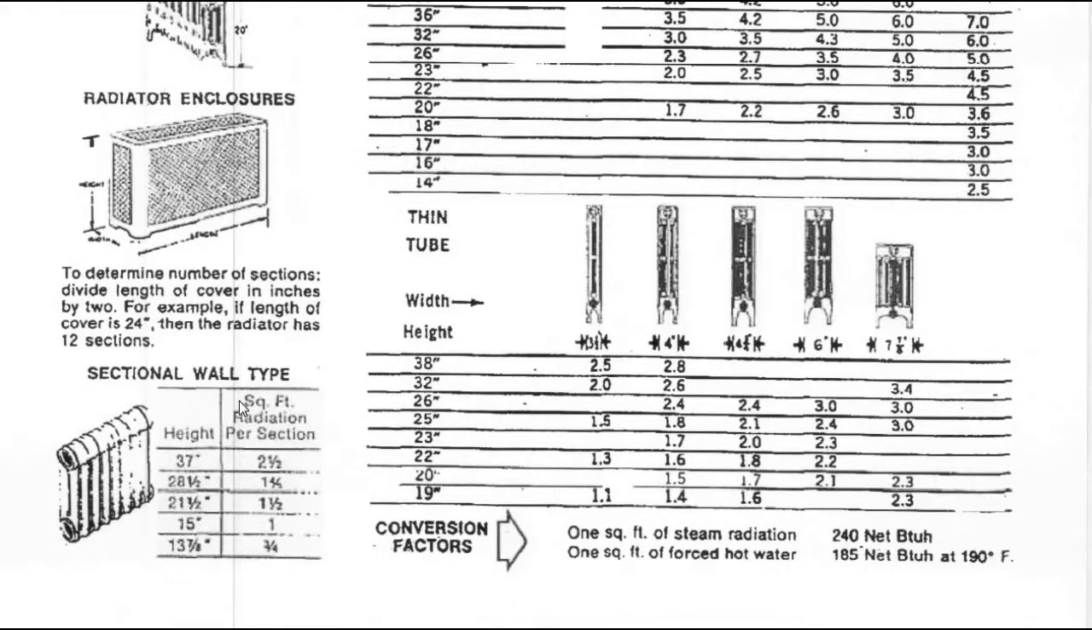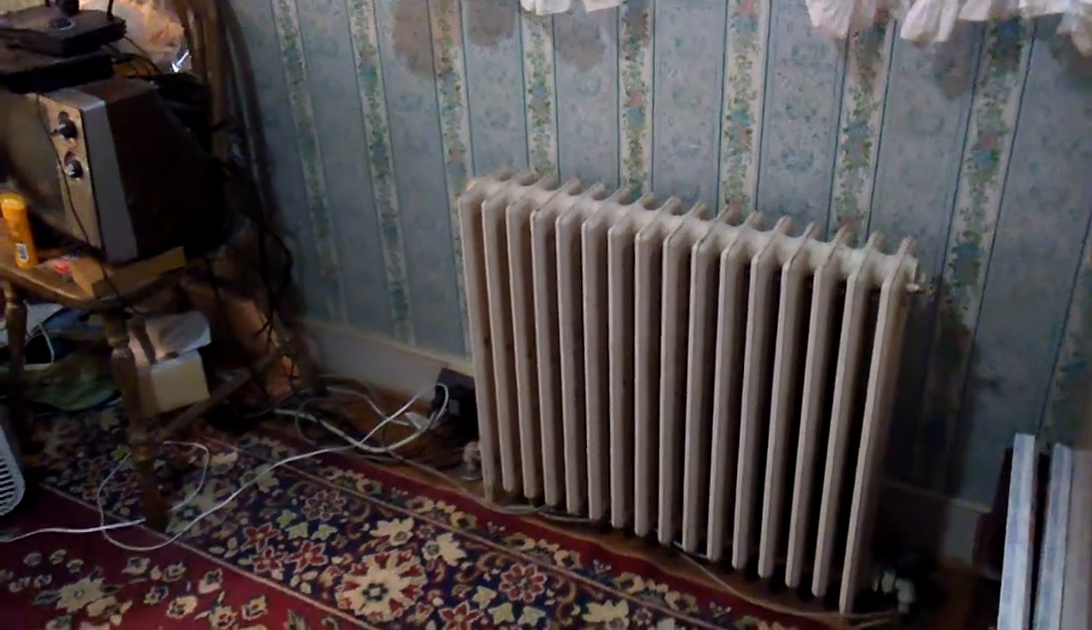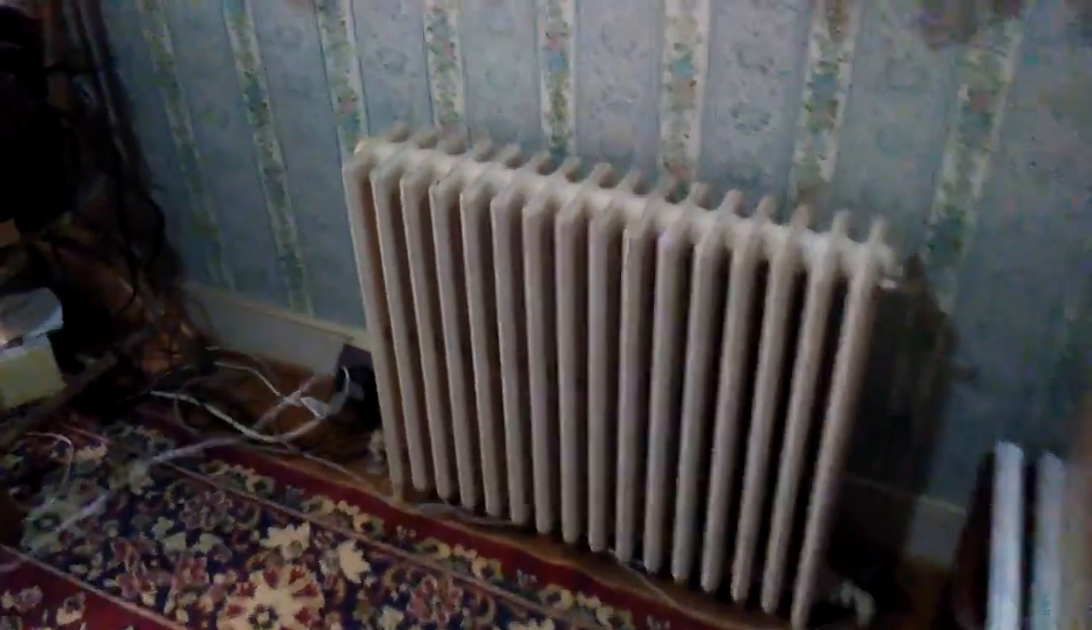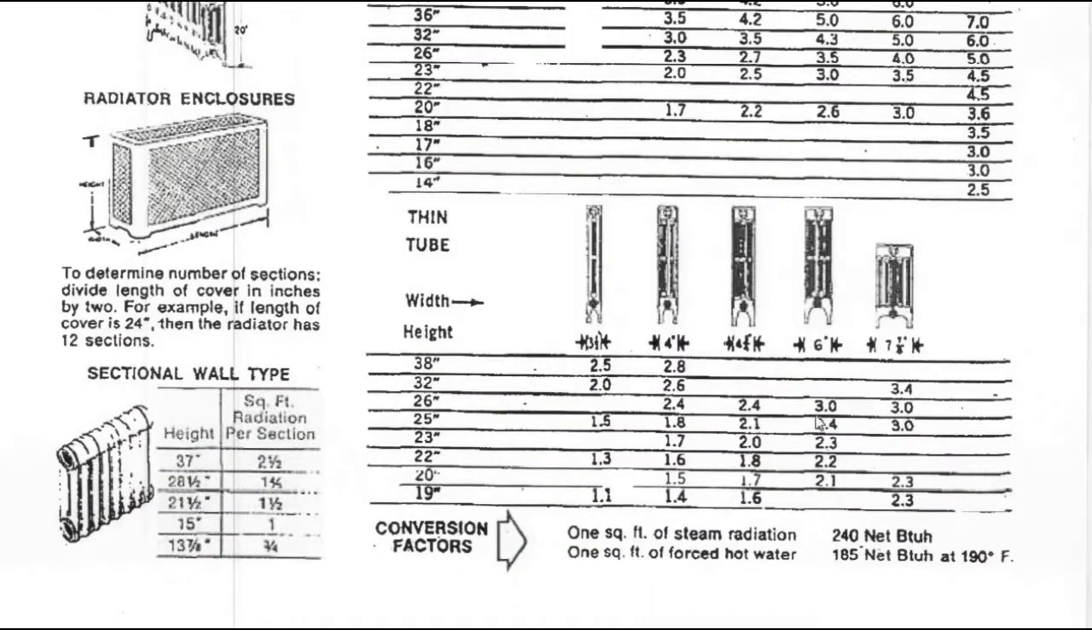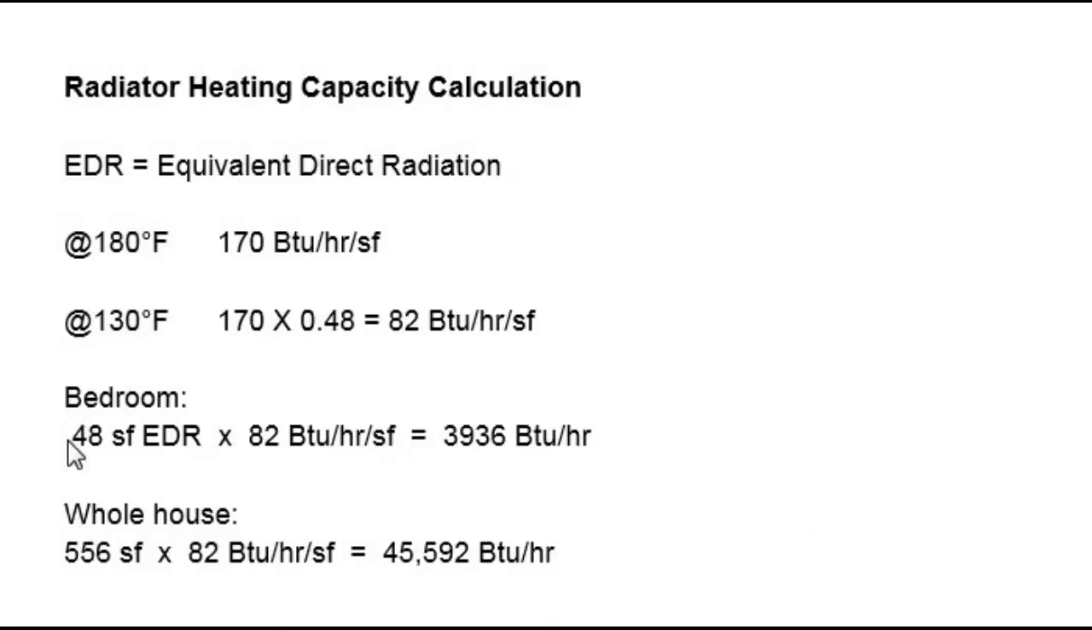It lists several radiator types, some with columns, some with tubes. My radiators are mostly 5 tubes and 6 inches wide. This one has 16 sections, 26 inches high, and has an EDR of 3 per section. So that gives me an EDR of 48 square feet for the whole radiator. For the 10 radiators in my house, total EDR was 556 square feet.